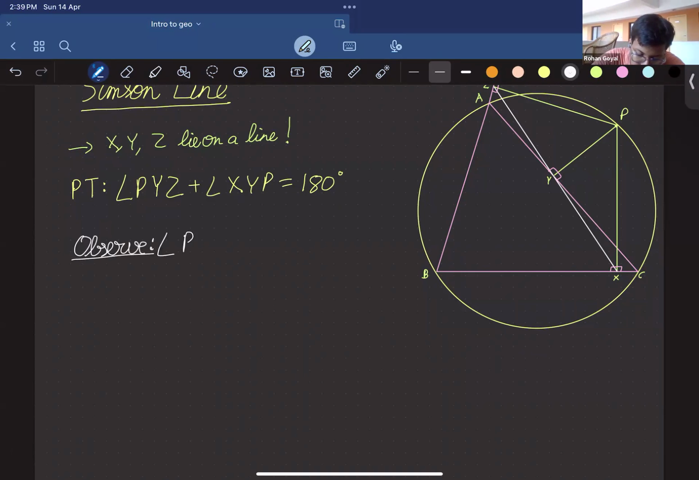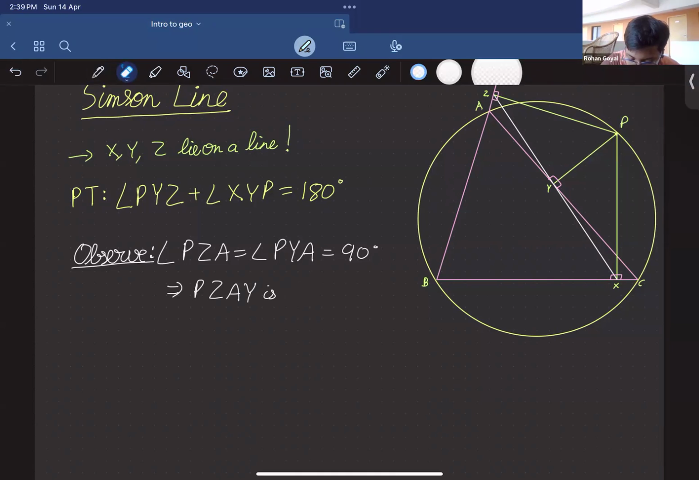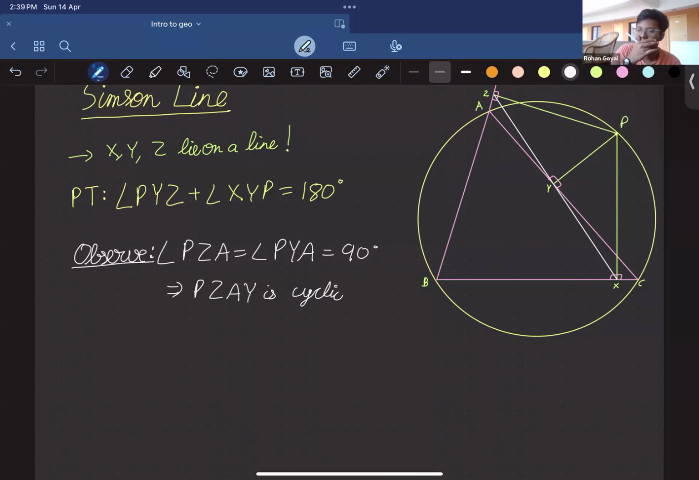Angle PZA is equal to angle PYA equal 90 degrees. Yes. So what does that mean? That because these are on opposite sides, their sum is 180 degrees. So P, Z, A, Y. Okay, does that make sense?